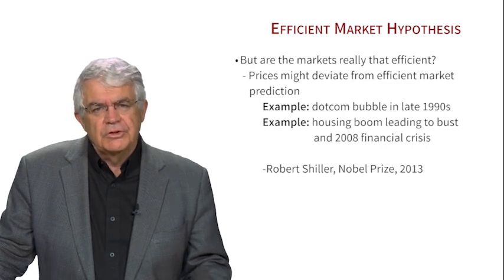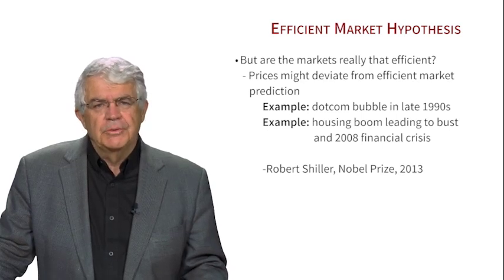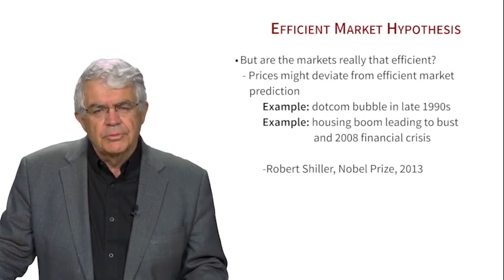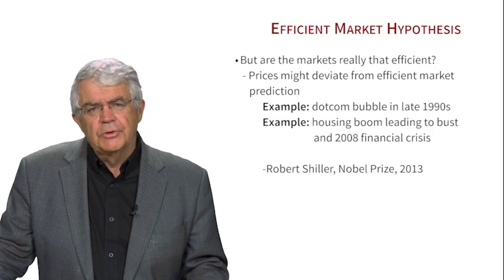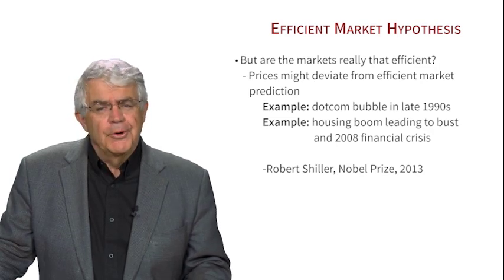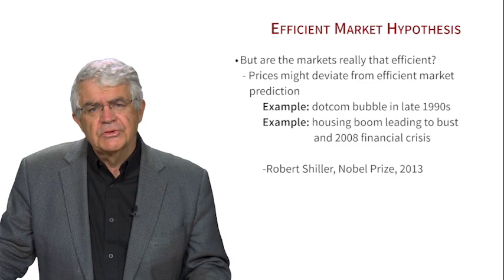And interestingly enough, in the same year that Eugene Fama won the Nobel Prize, another economist, Robert Shiller at Yale University, won the Nobel Prize for basically pointing out that the efficient market hypothesis doesn't always work.